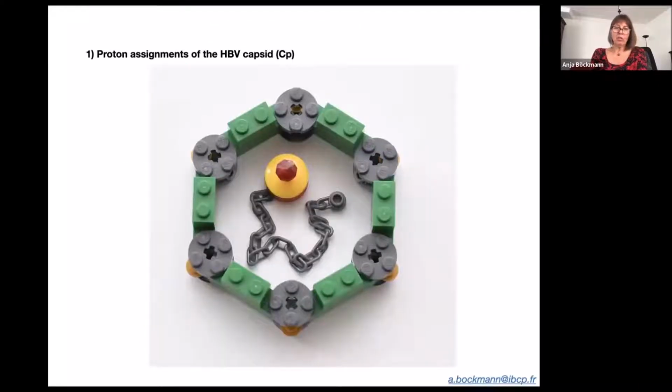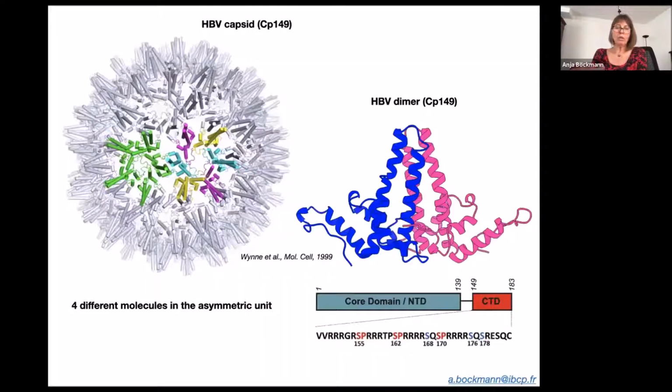So first I'll talk about the proton assignments of the HBV capsid. To do this, I'll just say something about the protein also. So here you see the real HBV capsid. It's an X-ray structure which has been obtained already 20 years ago. This is the truncated version, which is called CP149. And you can see that there are 4 different molecules in the asymmetric unit in this structure.